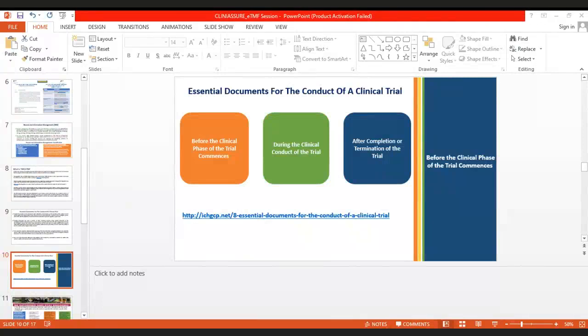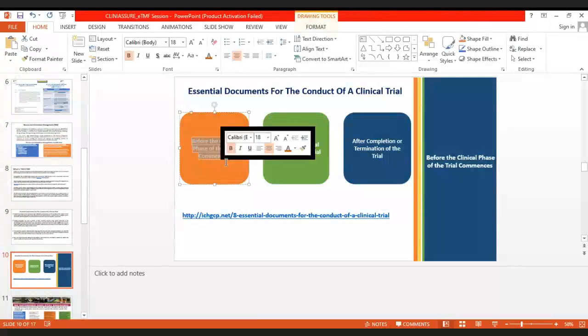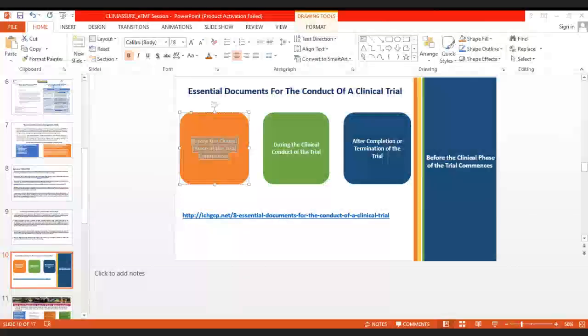See here, it was written as an addendum, right? So this is the addendum according to ICH GCP revision 2. As per my slides, before the clinical phase of the trial commences, these are the list of clinical research documents, the essential documents.